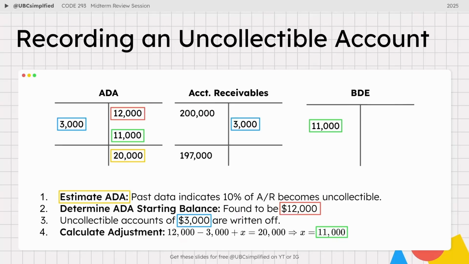I know that's a lot of words, but basically when you know for certain that they're not going to pay you, you're going to reduce your allowance for doubtful accounts, and then you're also going to reduce your accounts receivable because you no longer have that IOU. It hurts.